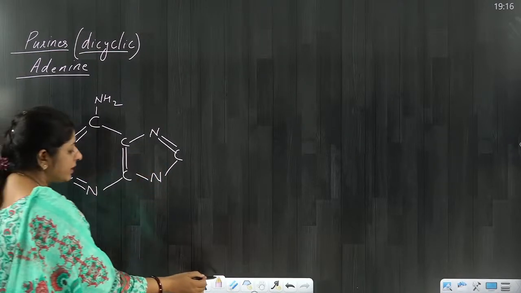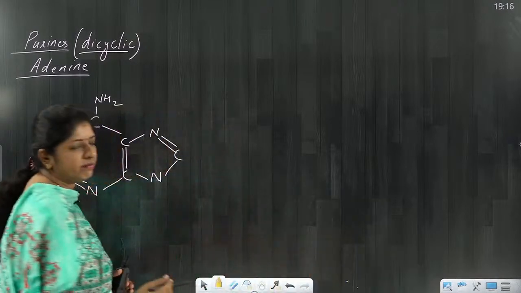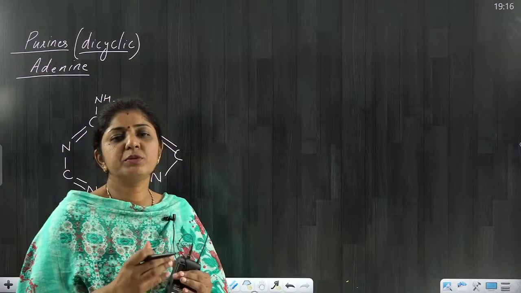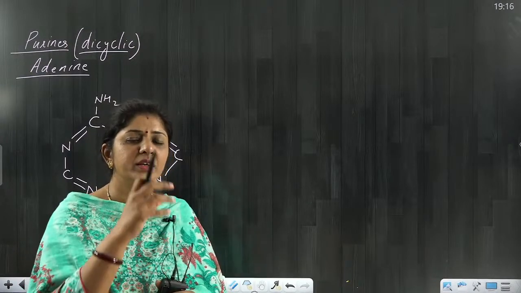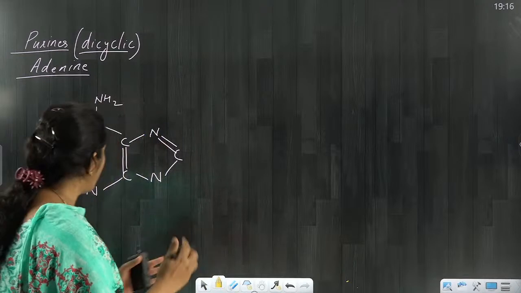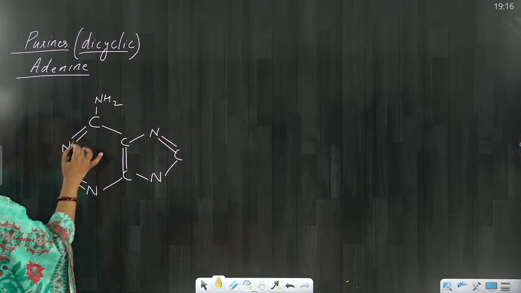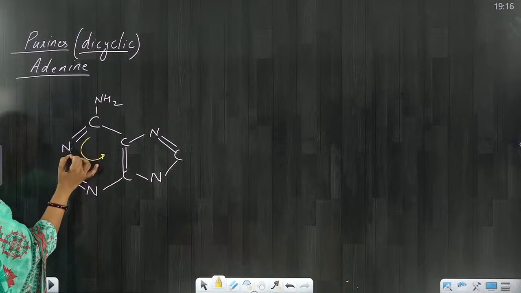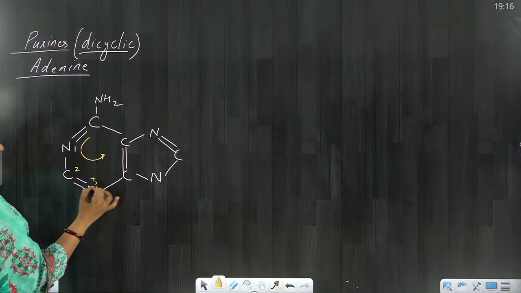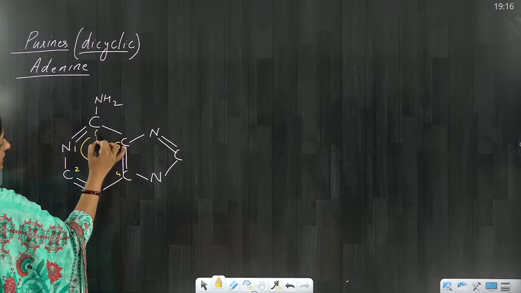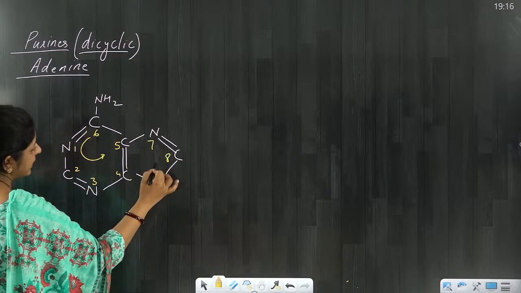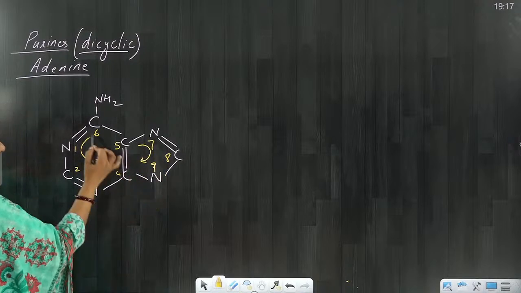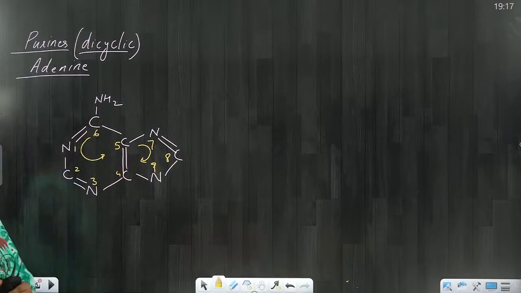Now here numbering is important. Why do I need to say numbering here? Because when we discuss its bonding, at that time you need the numbering. So how do you number this? In this ring you have to go anti-clockwise. From this is the first position, second, third, fourth, 5th and 6th. Here will be 7, 8 and 9. In this ring you have to go clockwise in writing, here you have to go anti-clockwise.